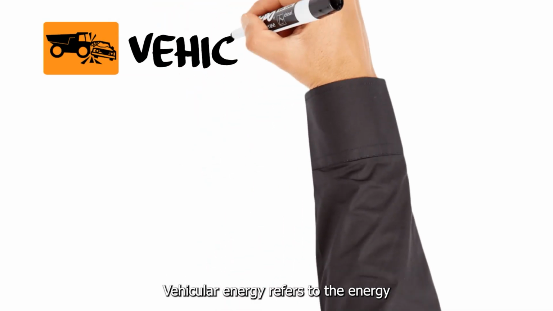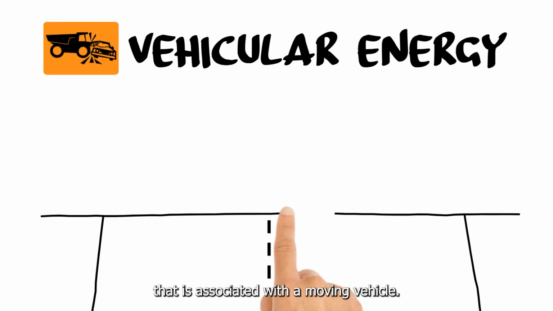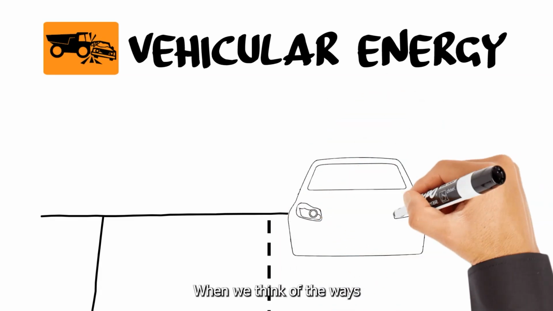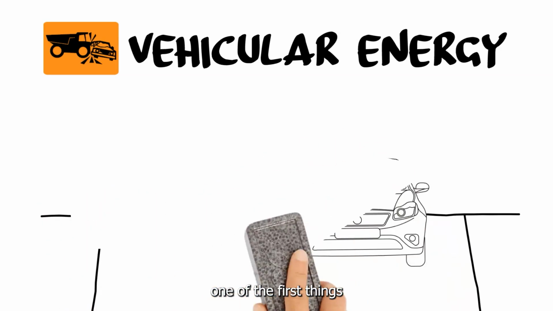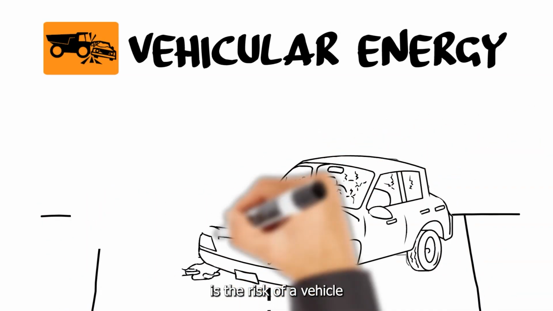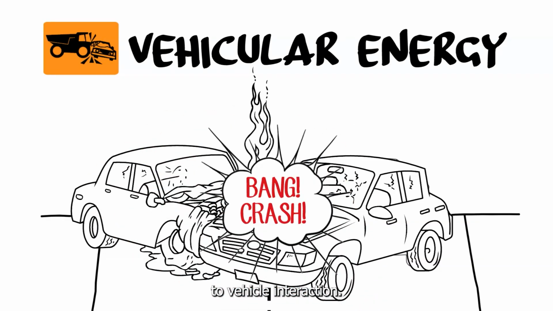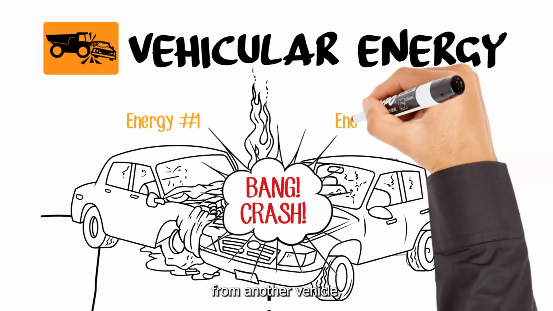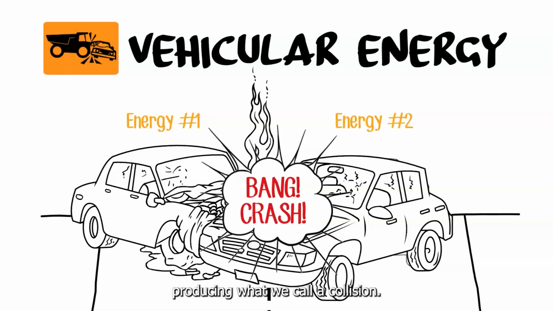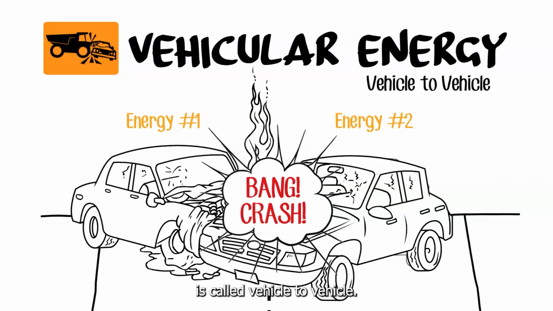Vehicular energy refers to the energy that is associated with a moving vehicle. When we think of the ways in which the hazard of vehicle energy could result in damage, one of the first things that may come to mind is the risk of a vehicle-to-vehicle interaction. This is where the energy from one vehicle interacts with the energy from another vehicle, producing what we call a collision. The mechanism of energy transfer in that example is called vehicle-to-vehicle.